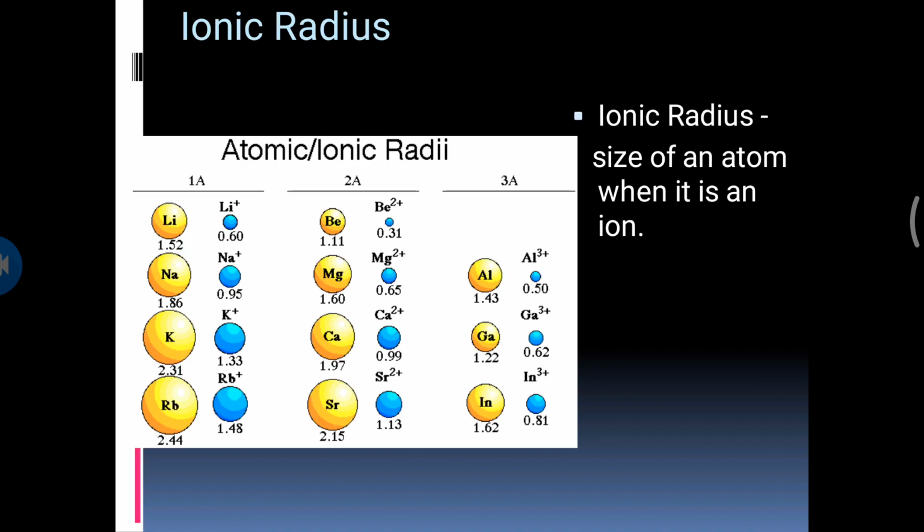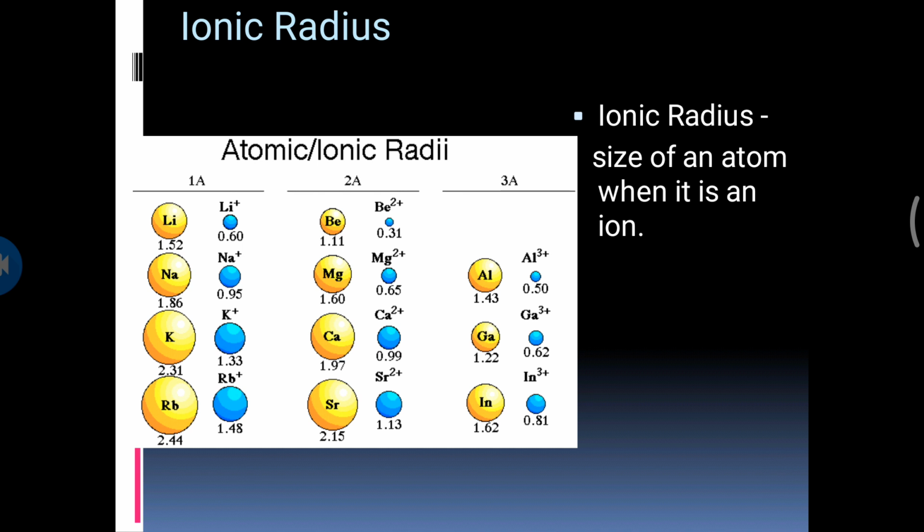So next is the ionic radius. The ionic radius is the size of an atom when it is an ion. There are different types of ions. It may be positive ions or negative ions. Positive ions are cations and negative ions are anions. The ionic radius trend in the periodic table is similar to the atomic radius.